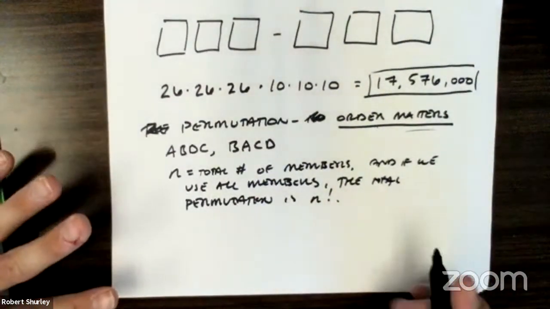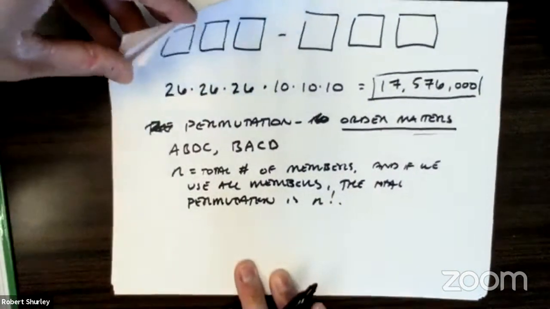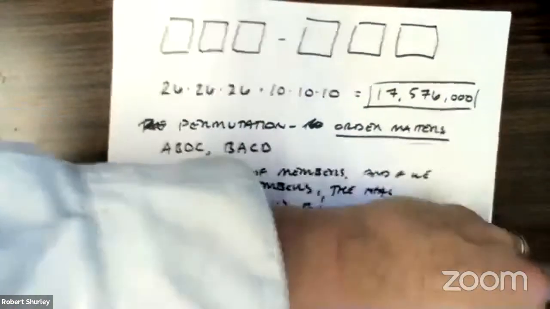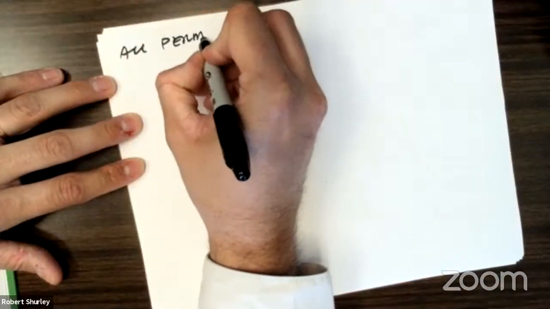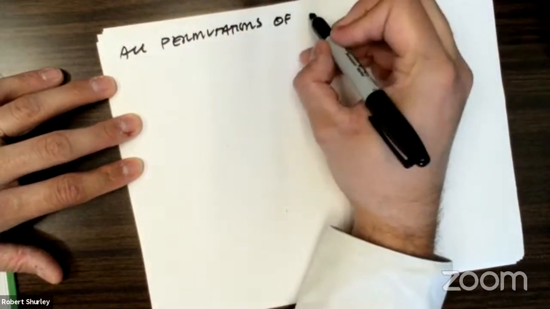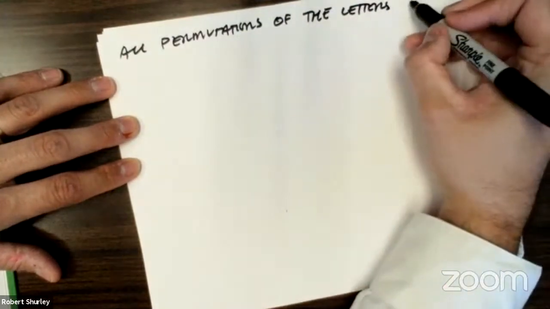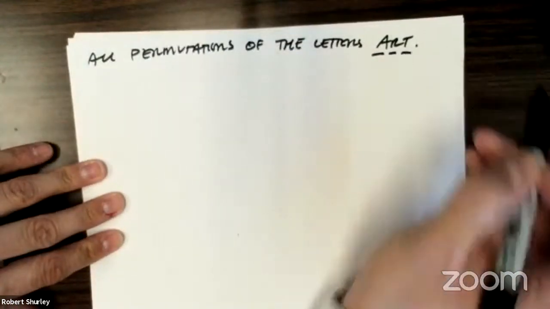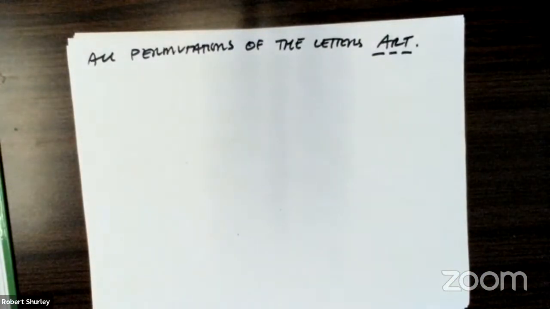So let's look at an example. It's kind of easier to do this with an example. Let's say we want all the different permutations of the letters ART. So we've got these three letters, ART, and we want all the different permutations of ART.